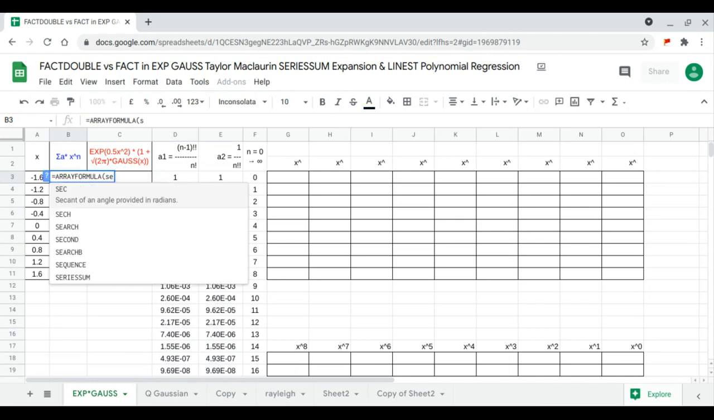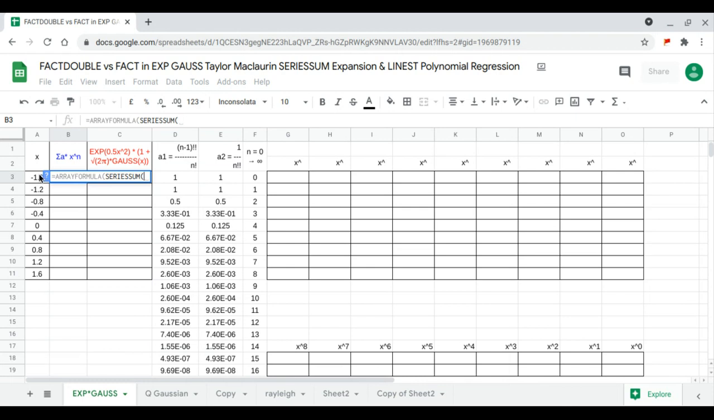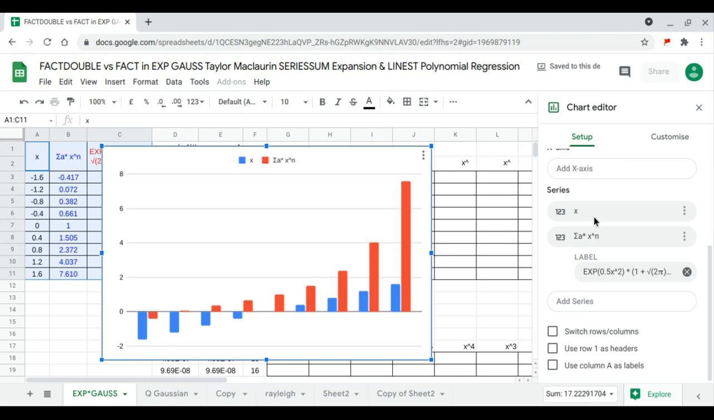Array formula. Series-sum of the x values raised to the power n, where n starts from 0, incremented by 1. And the coefficient, we can choose a1 or a2. We start with a2. And we'll chart this. So insert chart, and we'll use scatter chart.